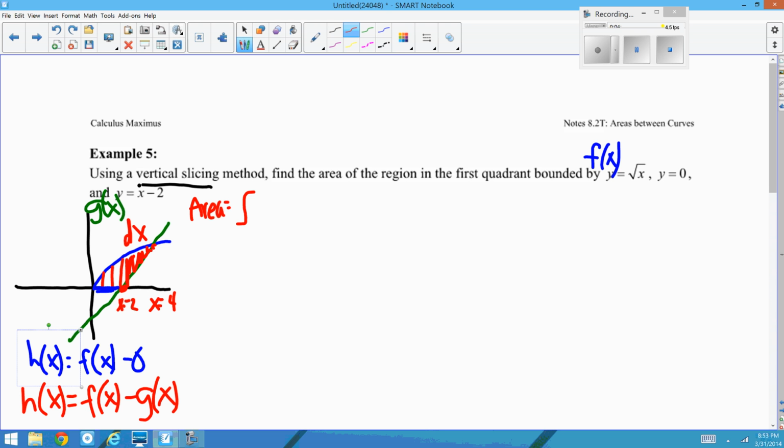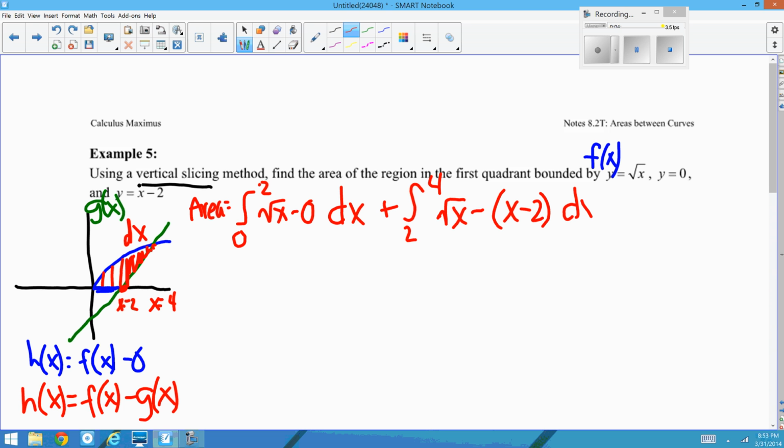So I'm going to have two different areas. I'm going to go from 0 to 2 of square root of x minus 0, plus, then I'm going to go from x equals 2 to x equals 4 of f of x, which is square root of x, minus x minus 2 dx. Integrating, I'm going to just rewrite this. You don't have to, but maybe it'll make it easier. Plus 2 to 4, x to the 1/2 minus x plus 2 dx.